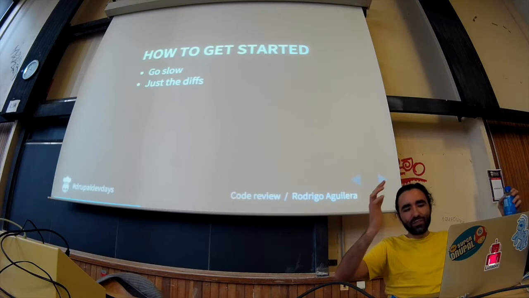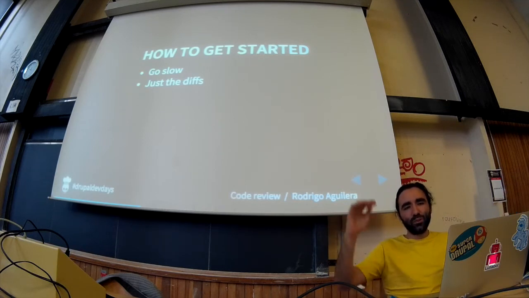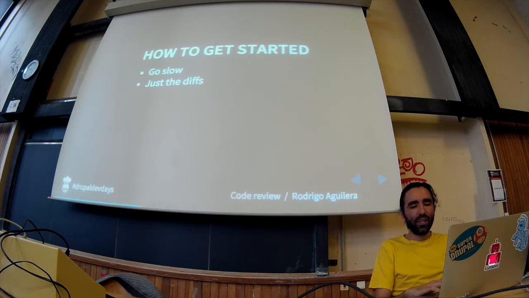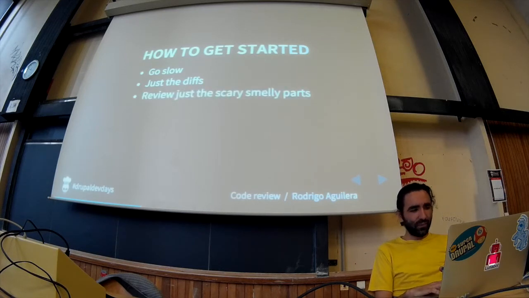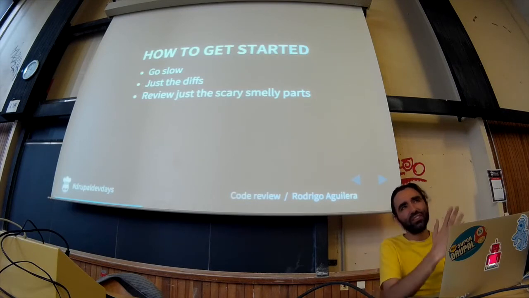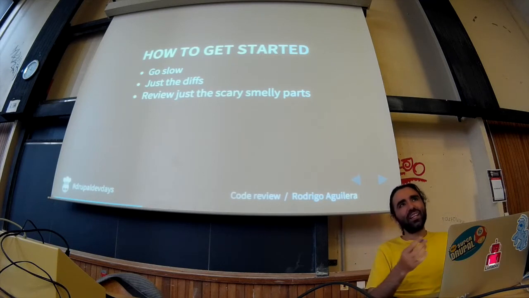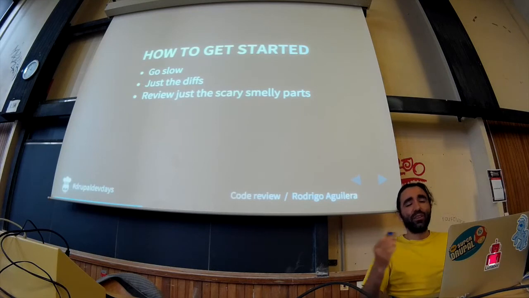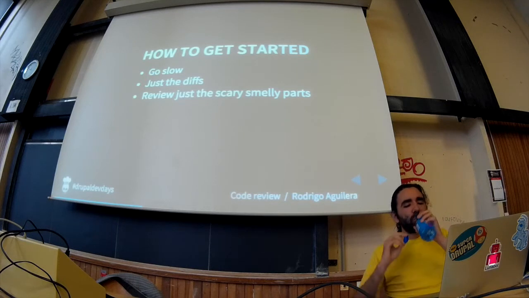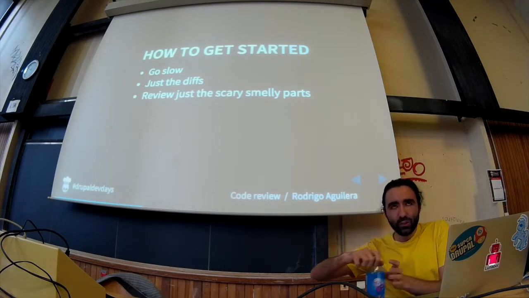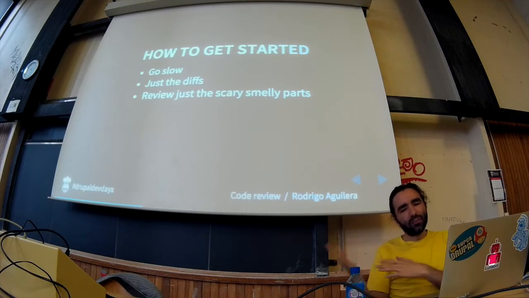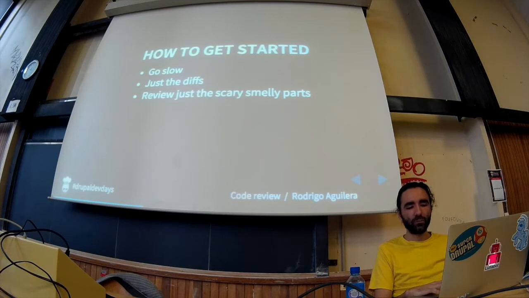because you can review all parts of the code, but do it with the changes that are being introduced, because you can also review the scary smelly parts. You have a function that is 1,000 lines long, and you know it can be split, and you can comment on parts with the people that made it. That's a good way to start. By the way, for this, you need a post-commit tool, after your commits have been made, and I'm going to talk about the tools later.